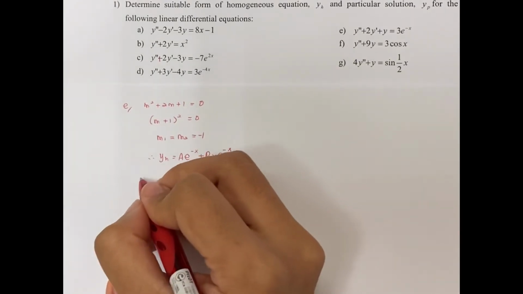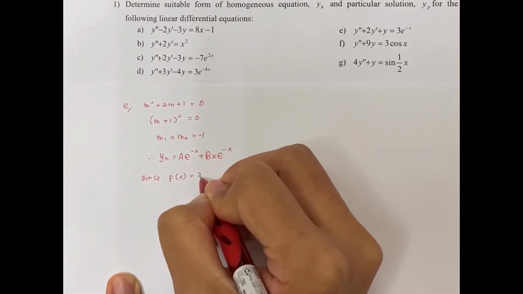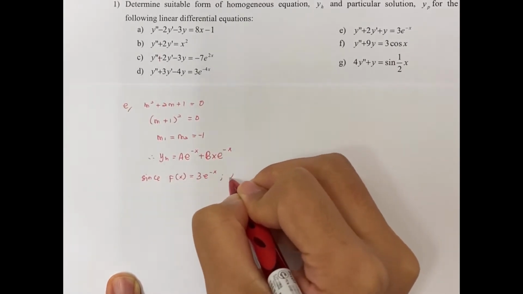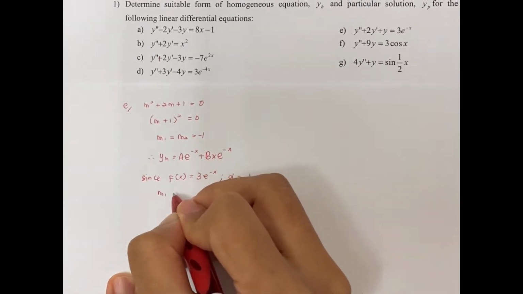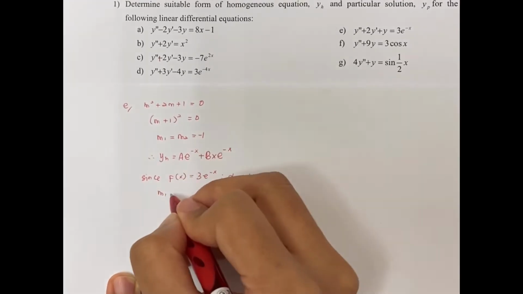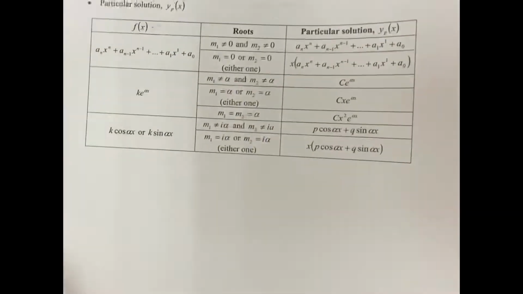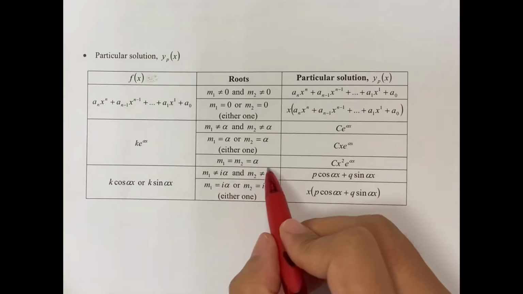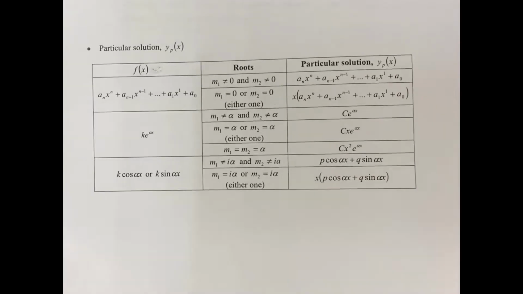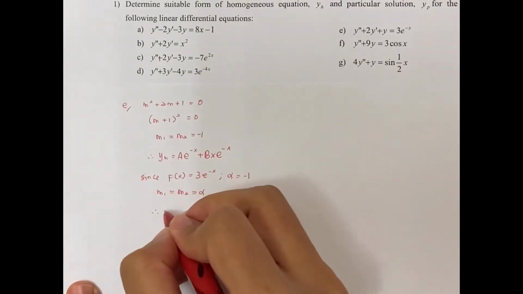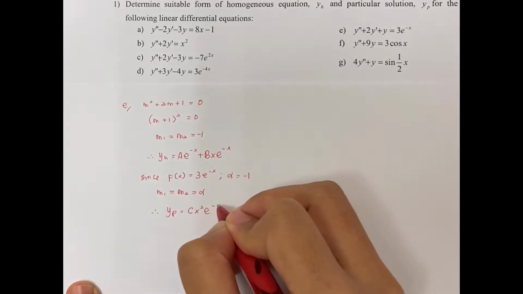So for YP, since your fx is equal to 3 exponent negative x, alpha for this is negative 1. And your m1 and m2 are equal to negative 1. So both m are equal to your alpha. If you refer to this table, if both of your roots are equal to alpha, then YP is Cx squared exponent alpha x. Now you have your YP equal to Cx squared exponent minus x.